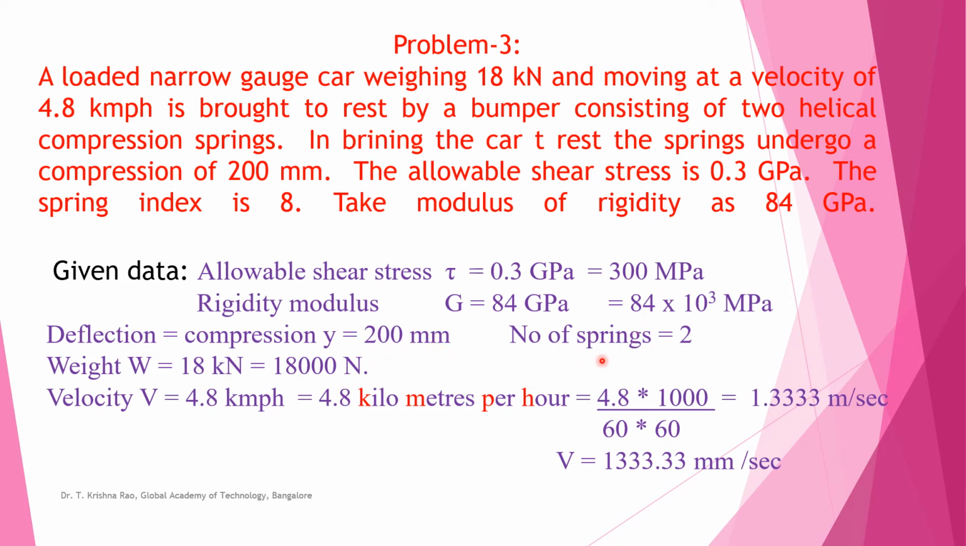How many springs are resisting the load here? The car is brought to rest by a bumper consisting of 2 springs. So the energy should be shared by 2 springs here. Weight is given. Velocity we have to convert into mm per second. So kilometers we have converted to meters first by 1000. Per hour to minutes and seconds, we get 1.3333 meters per second. Another 1000 we multiply, we get 1333.33 mm per second, the velocity converted from kilometers per hour to mm per second.